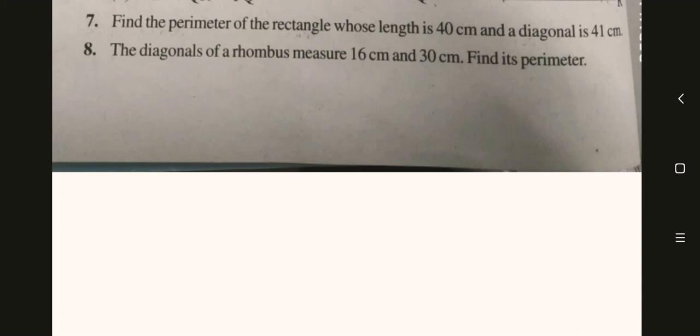Now the seventh question says, find the perimeter of a rectangle whose length is 40 centimeters and the diagonal is 41 centimeters. Now let us draw a rough sketch of the seventh question. So here is the rectangle, right? The length is 40 centimeters. So over here, length is 40, right? And the diagonal is 41. Right. Now you know the length, and over here also it will be the same as 40.